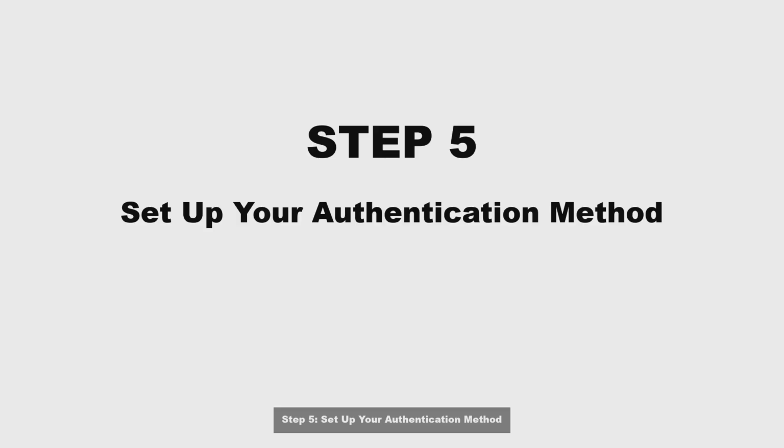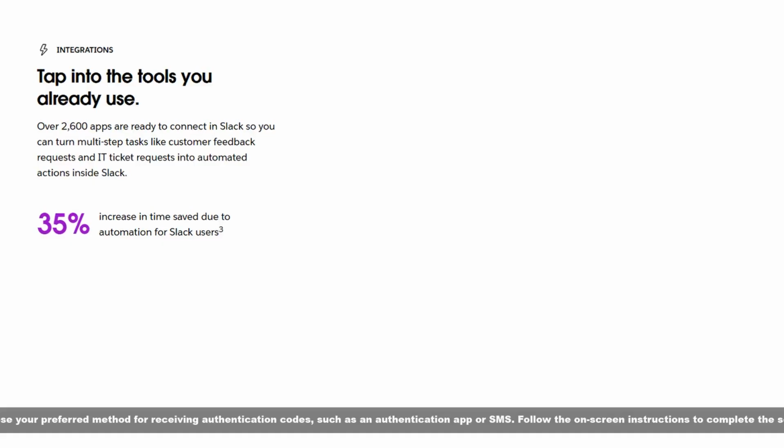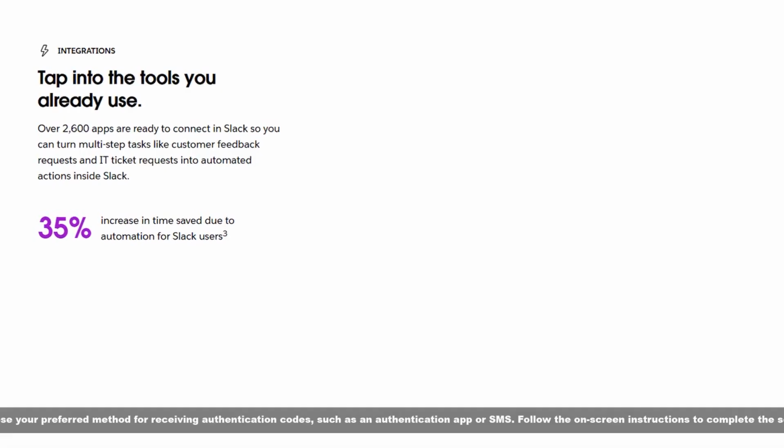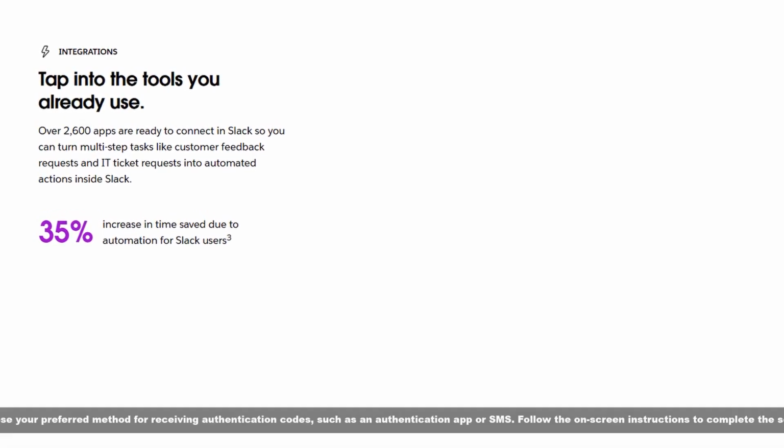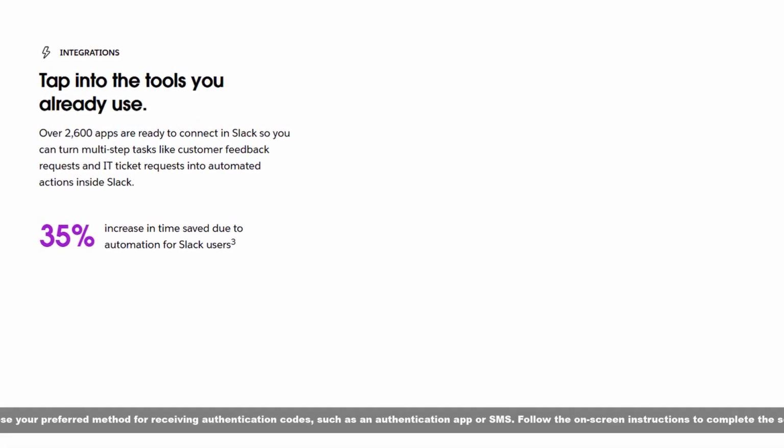Step 5. Set up your authentication method. Choose your preferred method for receiving authentication codes, such as an authentication app or SMS. Follow the on-screen instructions to complete the setup.